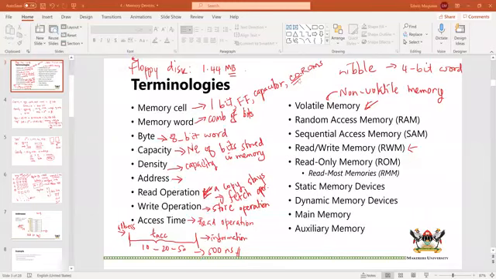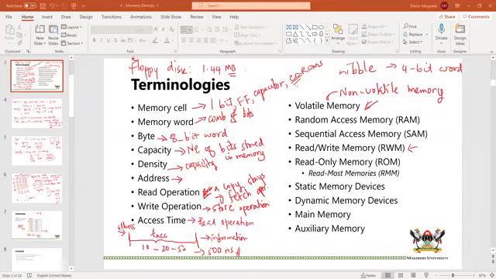Now we have read-mostly memories. These are the memories where most of the time we are reading, but we can also write some of the time. Usually, rarely do we write, but these are ROMs that allow us to write. So it means we can change the program if we want. We can update the program, etc, etc.